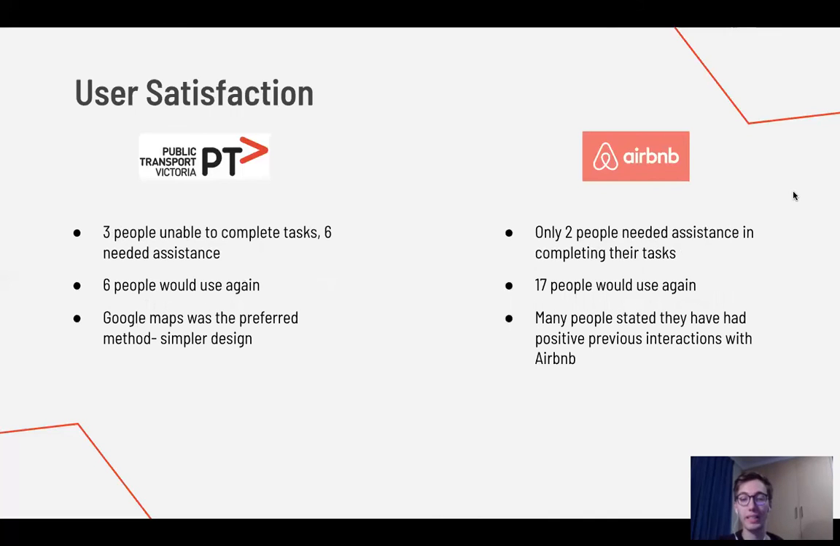With user satisfaction, the confusing layout and difficulty navigating PTV meant that users were unlikely to use it again, and they'd opt for a more streamlined platform such as Google Maps. Additionally, about half of the people needed assistance to complete the tasks, and a lot of them weren't able to. Compared to Airbnb, only 2 people needed assistance, and most people stated that they've already had previous and enjoyable interactions with Airbnb.